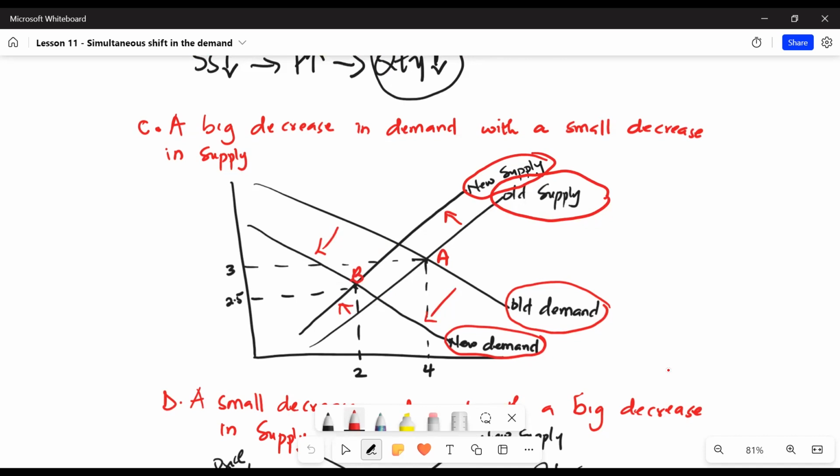Now what we see here is that the shift in demand is bigger than the shift in supply. Demand shifts from this curve to that curve, but supply only shifts by a smaller margin as compared to the shift in demand. Now moving from equilibrium point A to equilibrium point B, we see that quantity has reduced. So equilibrium quantity will reduce. But moving from point A to point B, we also see that price has reduced.